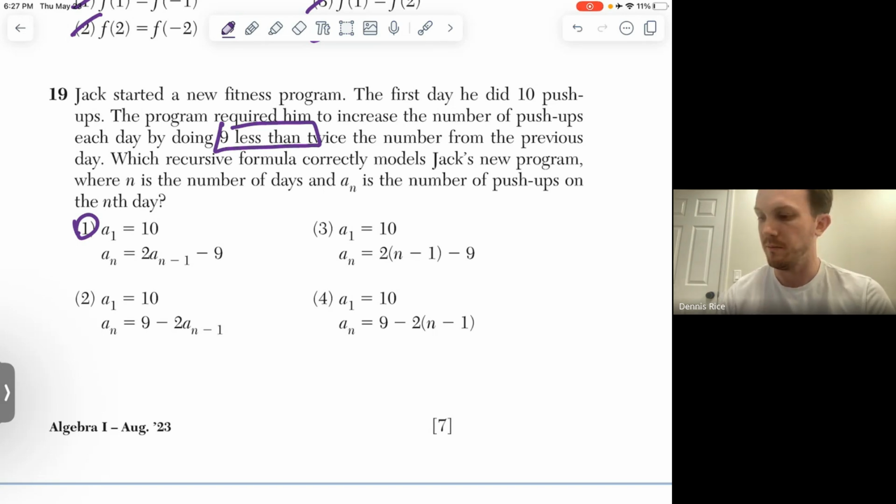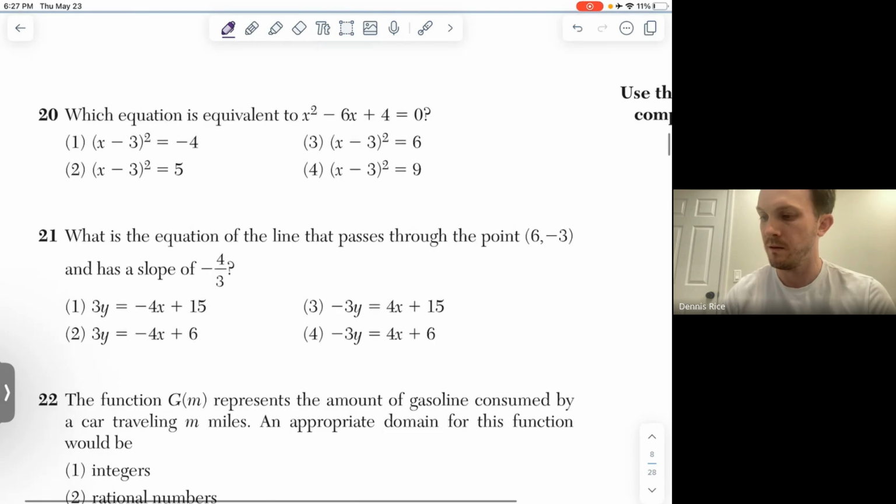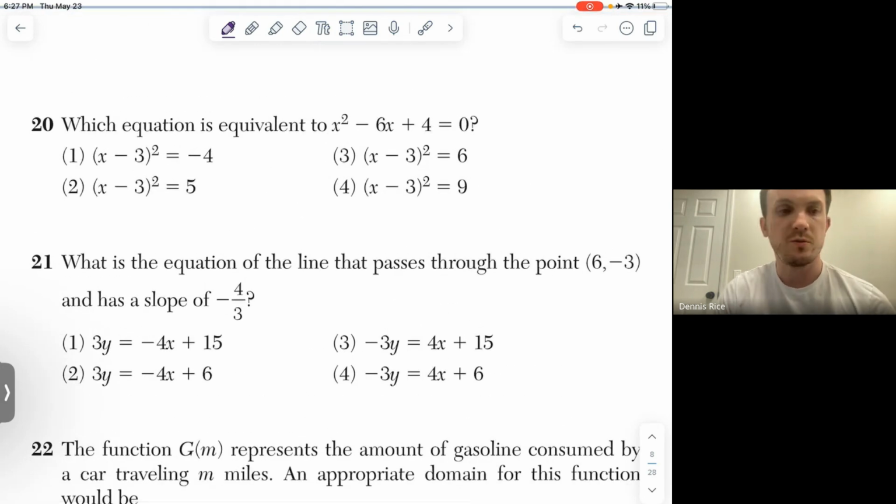Okay, 19 is 1. Number 20. We're getting there with multiple choice. We're going pretty quick too. 20. What topic is 20 testing? Can anyone tell me what topic this is testing? Yeah, this is a CTS question.